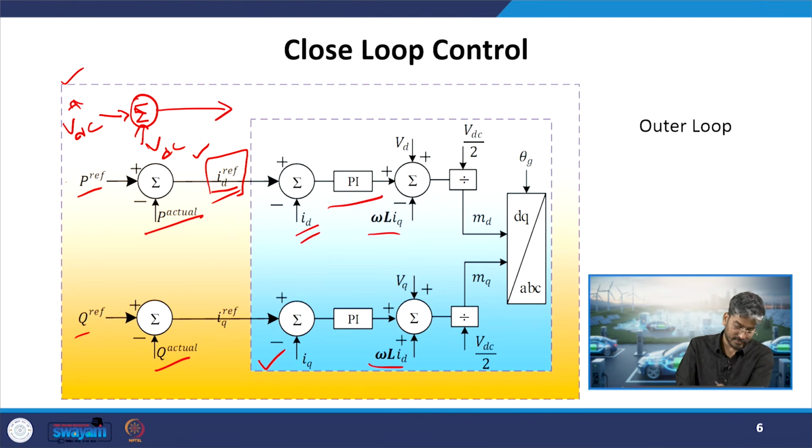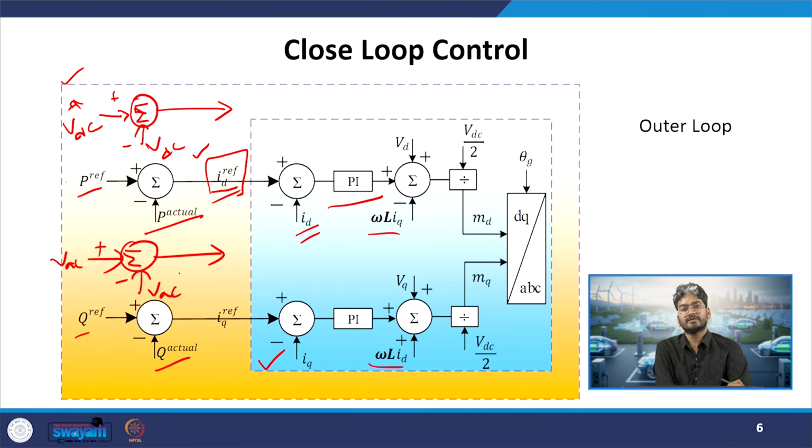Similarly, for reactive power, the other option can be your VAC compared with the actual value of the AC voltage, which will give me the IQ difference. These are the two other options which can be used as per the requirement. So, how will this DC value give us the active power required by the charger, that is, indirectly?